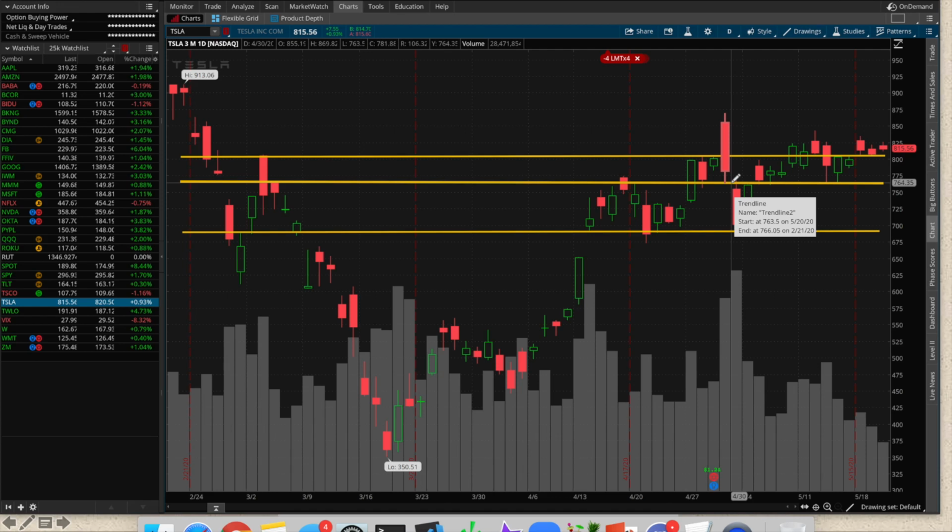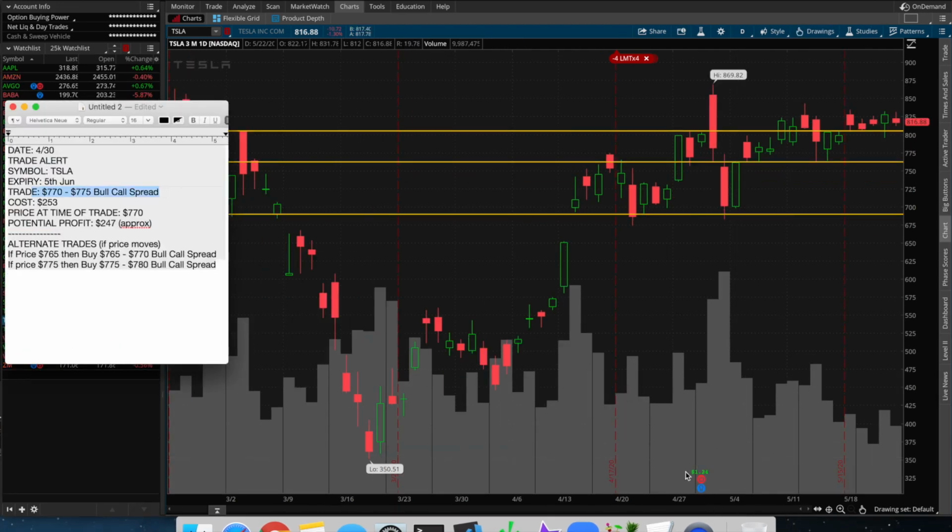So what I did was at this point, let me pull up this trade alert which I sent out on 4:30. It was a Tesla 770, 775 bull call spread, and I'm going to keep it here for your reference. So if you look at the chart, it was this date 4:30, and then I alerted about this trade somewhere over here. The price at the time of this trade was 770. So basically that day Tesla touched the support line. That's where I placed this trade, and I did send this alert out.